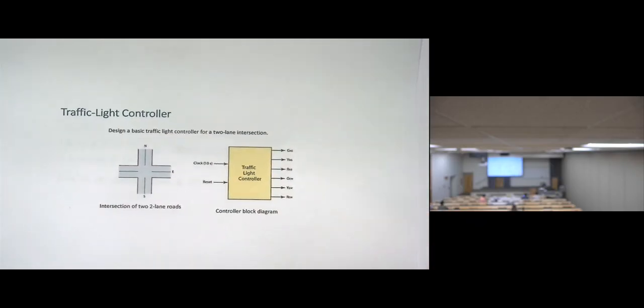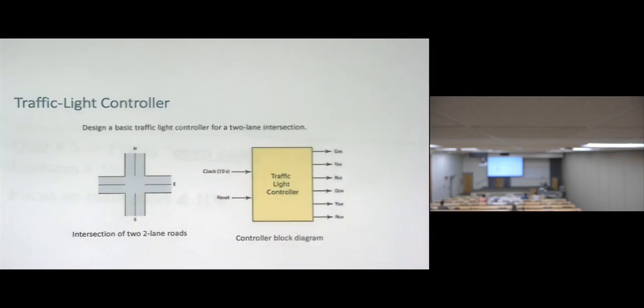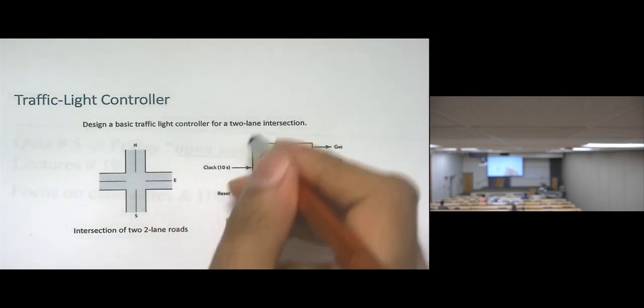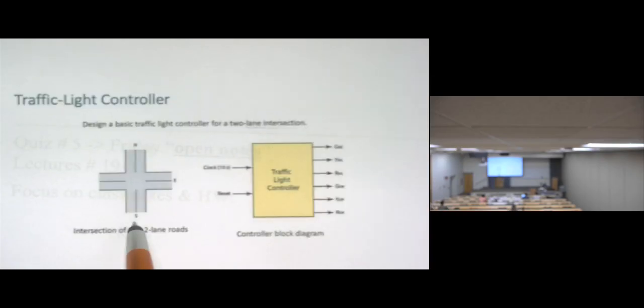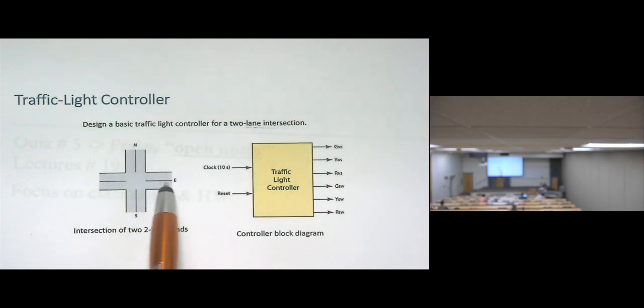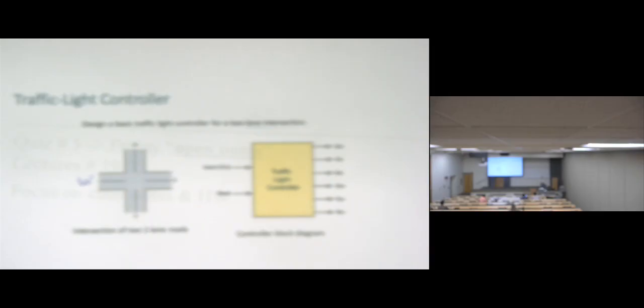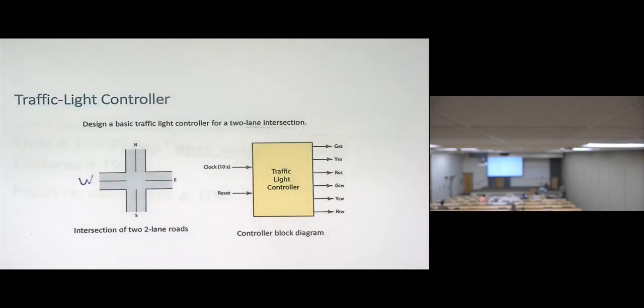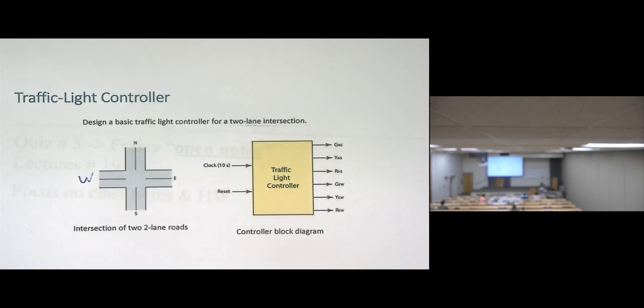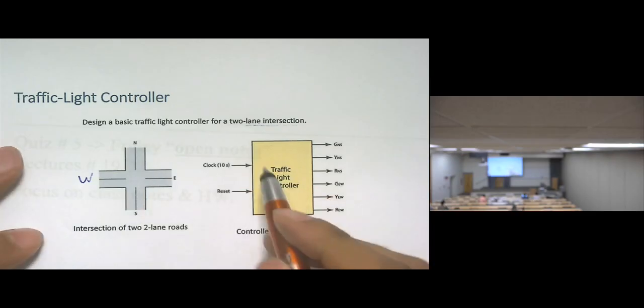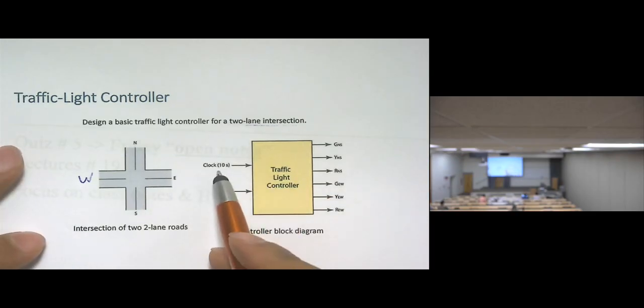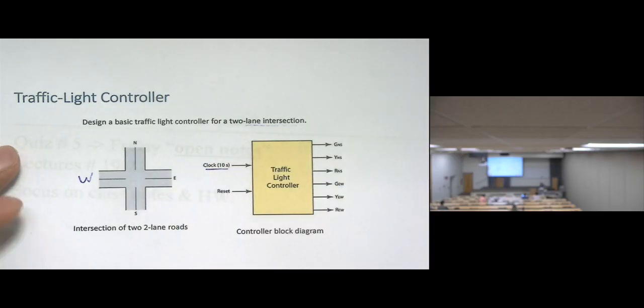So let's imagine this scenario. We need to design a traffic light controller for a two-lane intersection. We have, let's call it, north, south, east, west. Then we need to make some assumptions. The first assumption is that for each state, we have a clock pulse. The clock pulse comes every 10 seconds, and we have a reset button, in case we want to reset the traffic lights.